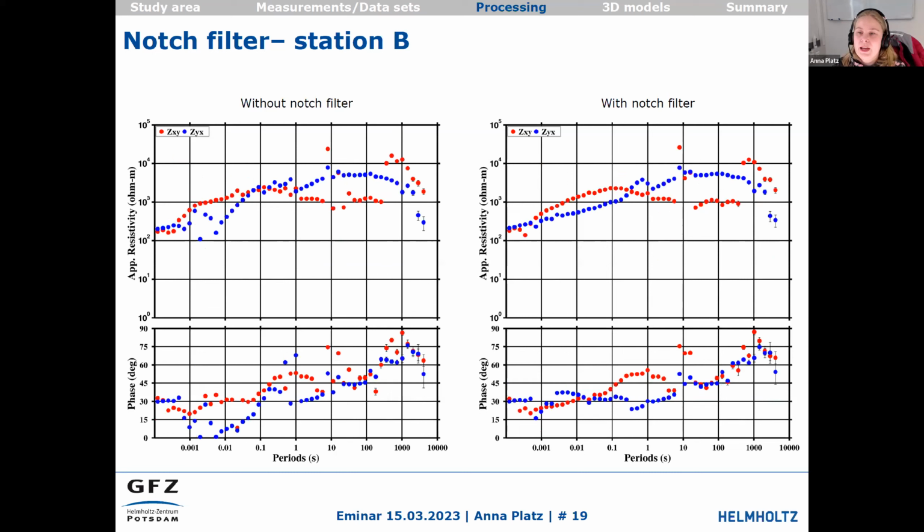And I can show you the same for the station B, which had much higher data quality. Again, on the left-hand side, you see the best results which we had so far, meaning our robust single-site processing using a coherence threshold. And now we apply, in addition, the notch filters before the stacking, and you see that we really could improve this frequency range between 10 Hertz and up to 1000 Hertz. And not only the apparent resistivity, but also the phase. So this was really a very, very important step for us to improve the data.